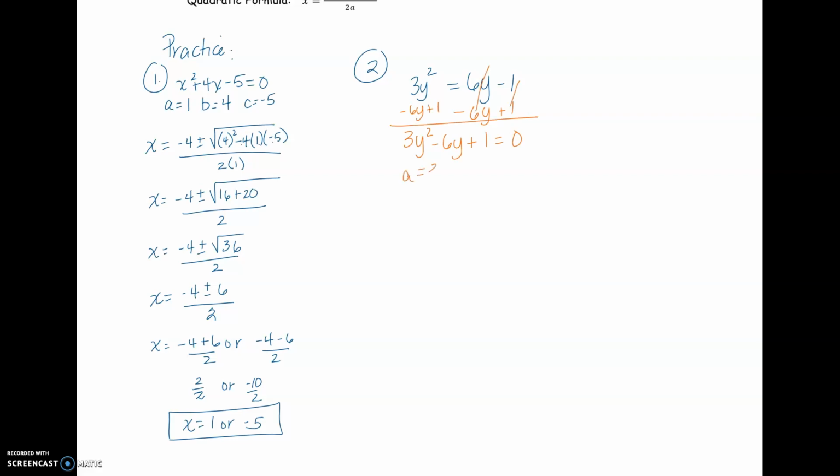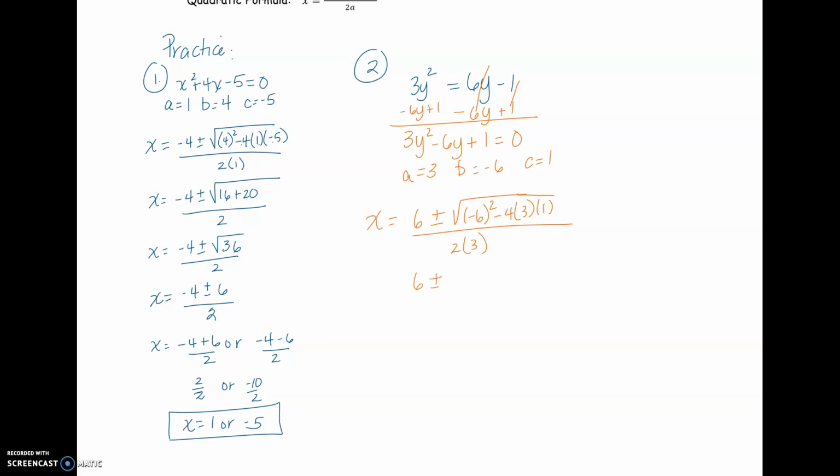A, what's my A? It's 3. What's my B? Negative 6. What's my C? 1. My formula is x equals the opposite of B. If B is negative, it becomes positive. Plus or minus the square root of B. B is negative 6, I'm squaring it. Minus 4 times A, which is 3, times C, which is 1. All over 2 times A, which is 3.